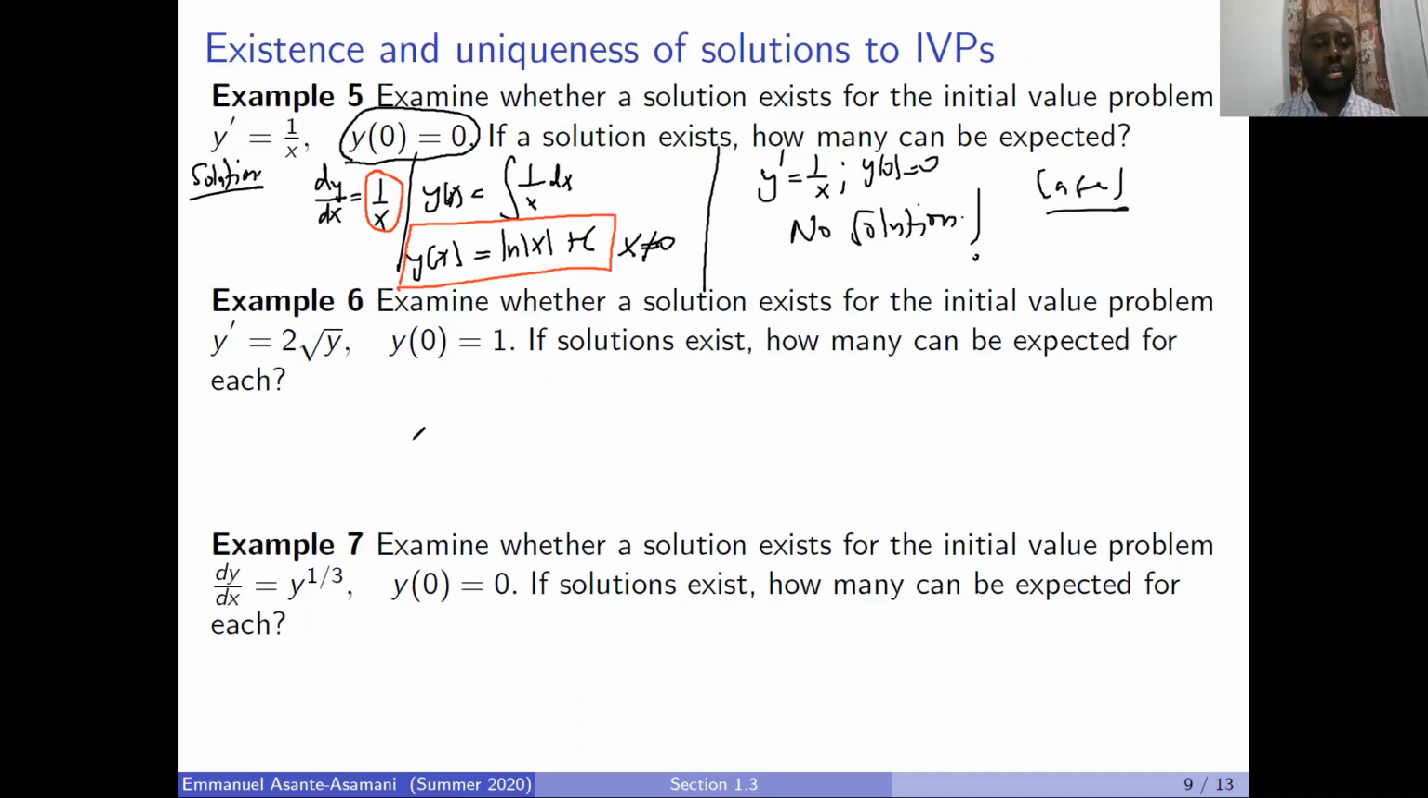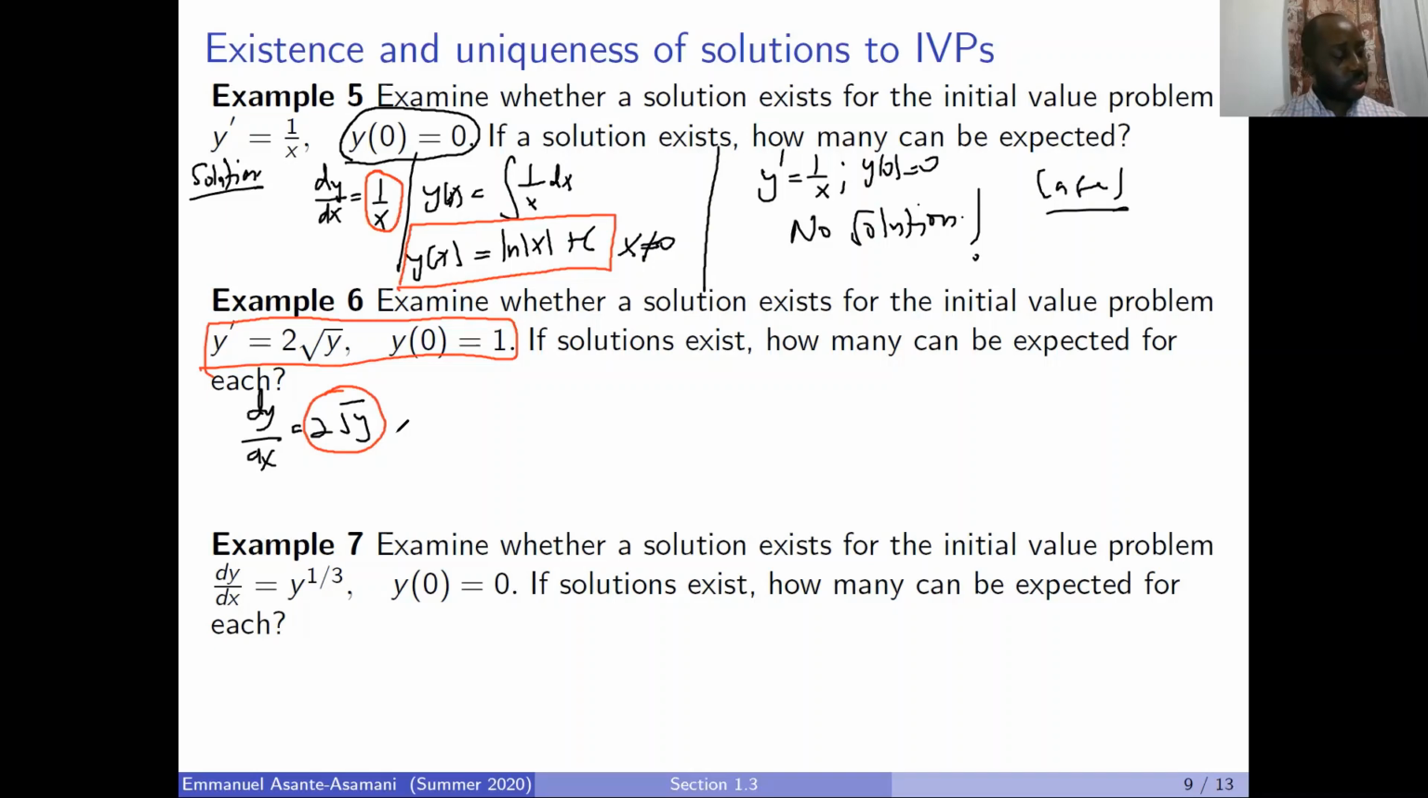Now let's look at another initial value problem. Okay, so now we have dy/dx is 2 square root of y. Now, unfortunately, this is not of the type that we can do a direct integration, because my right-hand function here is not in terms of the independent variable x, it's in terms of the dependent variable y. But we're going to find out very soon that we can solve problems like this.